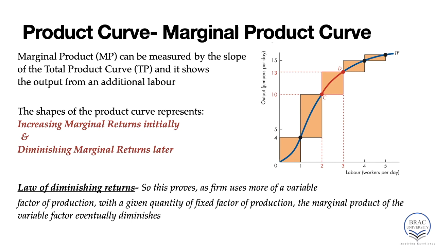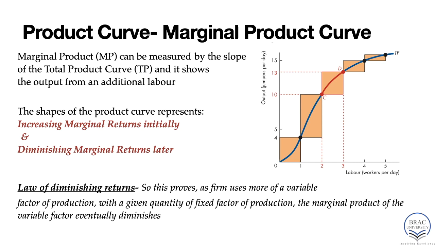So the marginal product can be measured by the slope of the total product curve. Remember, the slope of a curve is the change in the value of the variable measured on the y-axis, which is basically the output of the jumpers here, divided by the change in the variable measured on the x-axis, which is labor input here. So, as we can see here, a 1 unit increase in labor input, that is, from 2 to 3 workers, increases output from 10 to 13 jumpers. And this is exactly like the product schedule that you have seen in the previous slide a minute ago.